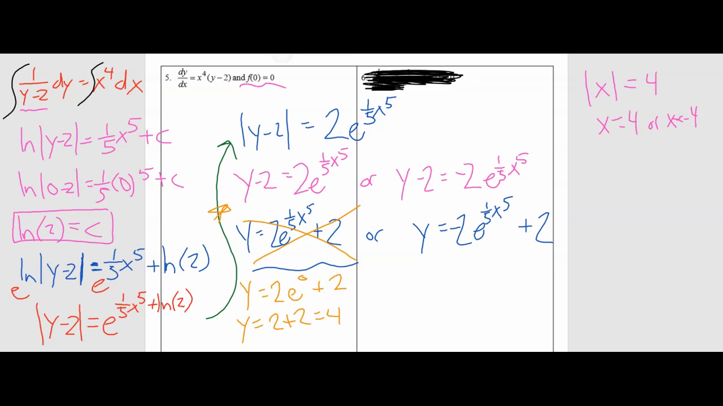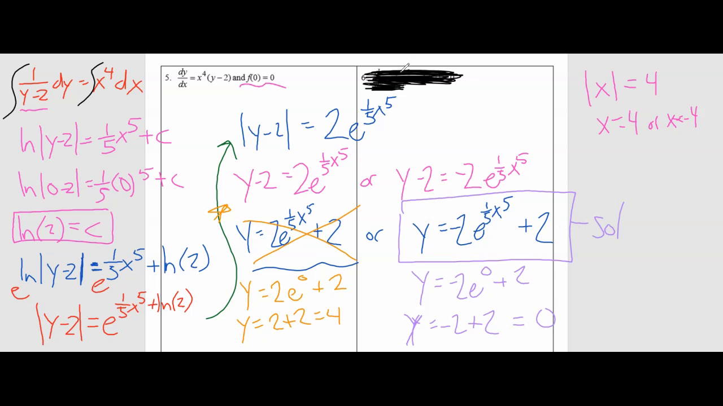Let's check to make sure the other one does. When I substitute in 0 for x, I get negative 2 times e to the power of 0 plus 2. This gives me y is equal to negative 2 plus 2, which gives me 0, which is what I want. I need y to be equal to 0. So this right here is our particular solution.